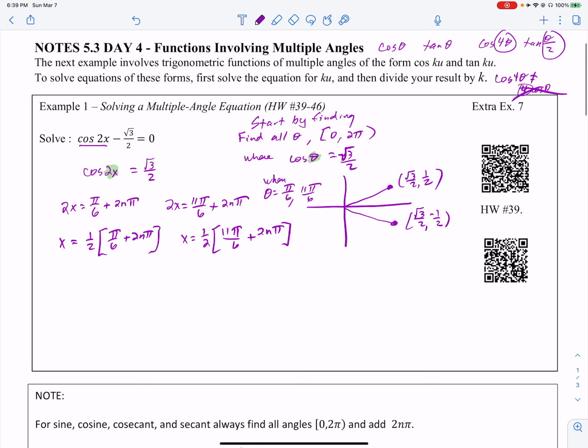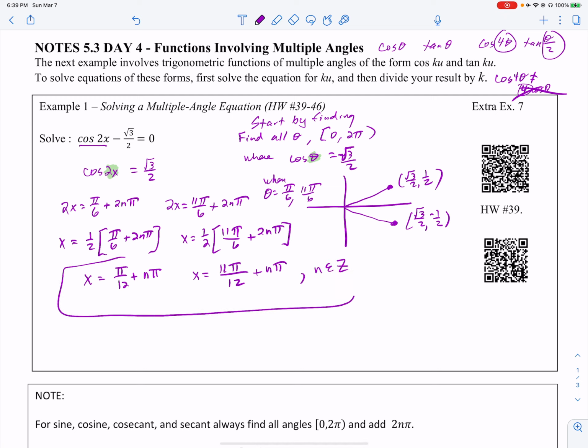And then distribute that 1/2. And we have pi 12ths. And 2n pi times 1/2 is just n pi. And then we have x is 11 pi 12ths plus n pi when you distribute. And then in each problem, you should be stating where n is an element of the integers. And those are your solutions.